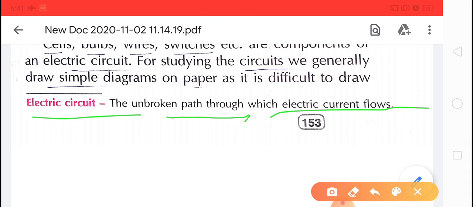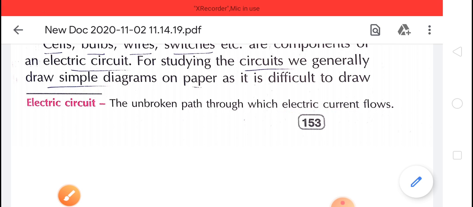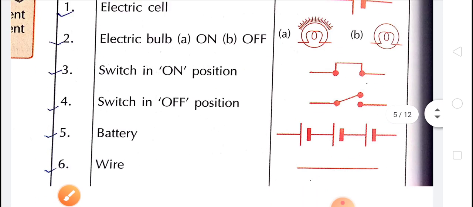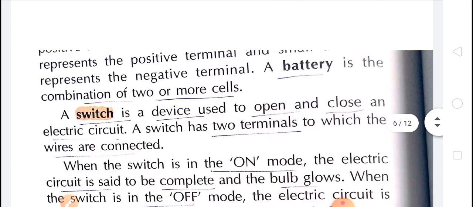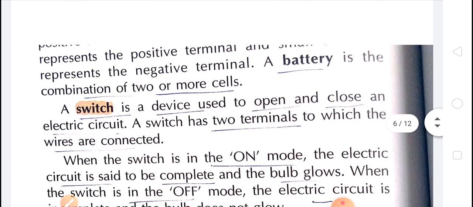Unbroken means everything is fine there, it is a closed circuit. It is not an open circuit, the conductors are there, no insulators are there. So the unbroken path in which the electric current flows. Clear about this? Now next, the two definitions that are also important regarding the exam.